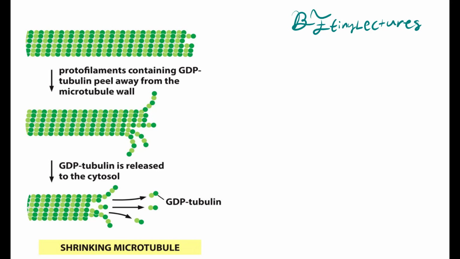However, if I hydrolyze the GTP, then all I have is guanosine diphosphate. And remember that guanosine diphosphate within the protofilaments makes a very unstable protofilament. So here we have the protofilaments which contain the guanosine diphosphate, and they begin to peel away. So this again is called shrinkage. Now you see the guanosine diphosphate tubulin is going to be released, and really you release it to the cytosol. So here we have the guanosine diphosphate tubulin. That is the shrinking microtubule.